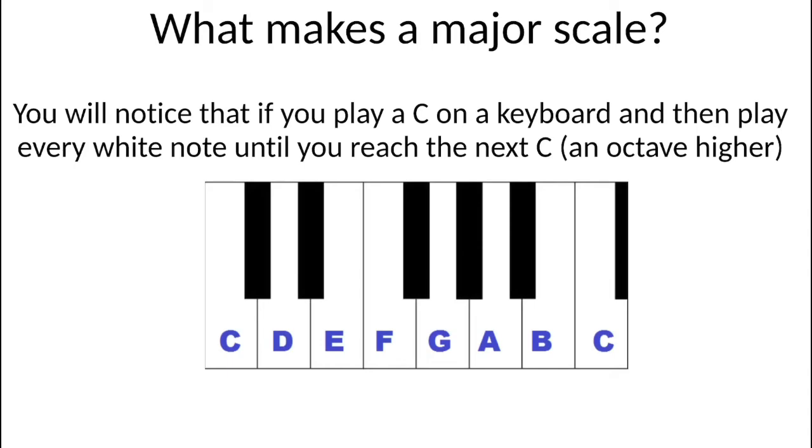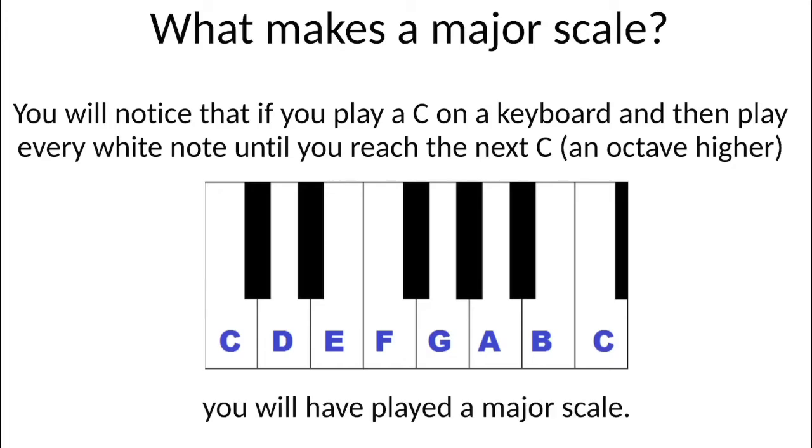Now you'll notice that if you play a C on a keyboard and then play every white note until you reach the next C, an octave higher, you will have played a major scale. That's the easiest major scale we could play. Start on a C, all the white notes. Just keep going until you get to the next C, major scale.